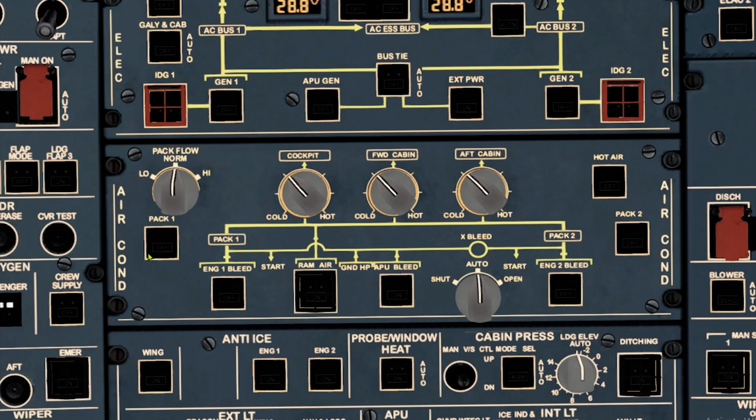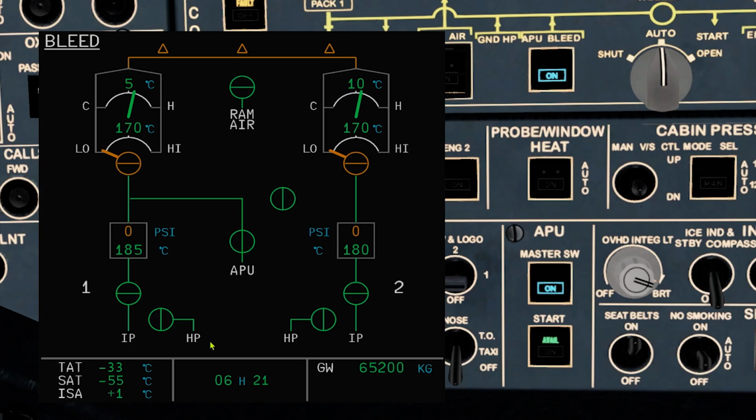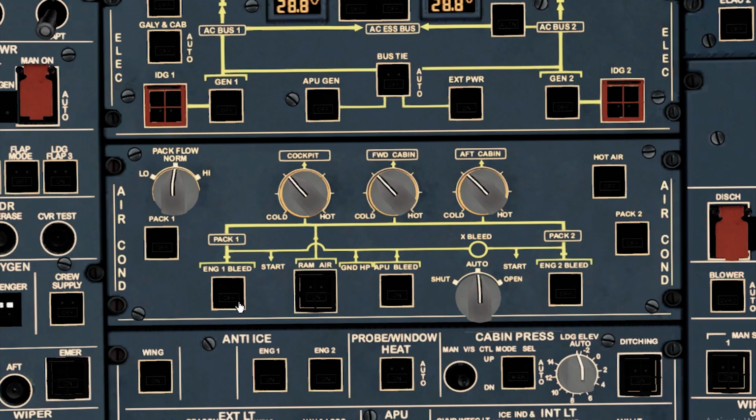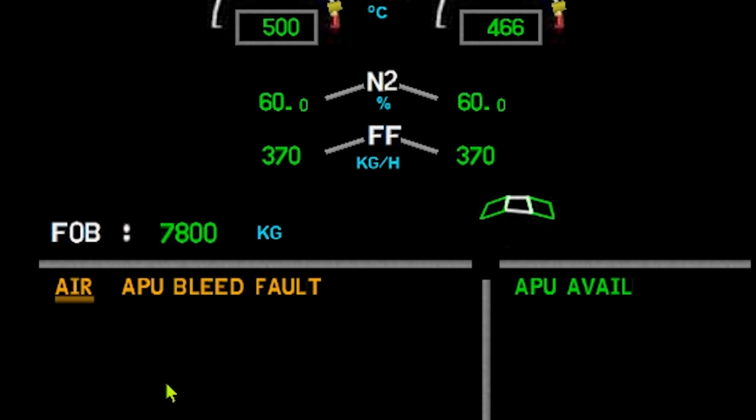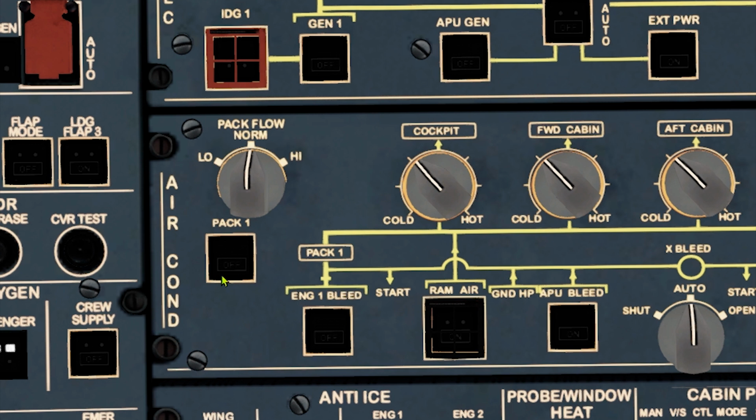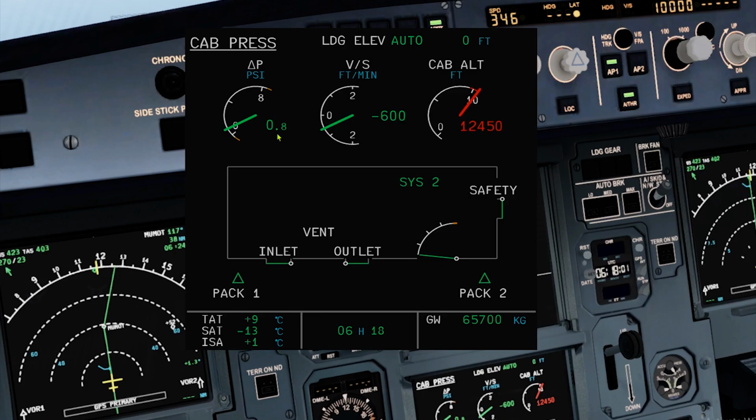If APU is available, pack 1 on, engine 1 bleed on, and APU bleed off. And if engine 1 bleed is not recovered, switch the APU bleed on again and turn off the engine 1 bleed. If APU bleed is not available, APU bleed off, and when at or below flight level 100, MEA or MORA, pack 1 on and engine 1 bleed on. If engine 1 bleed is not recovered, engine 1 bleed off, and when cabin pressure delta P is less than 1 psi, ram air on.